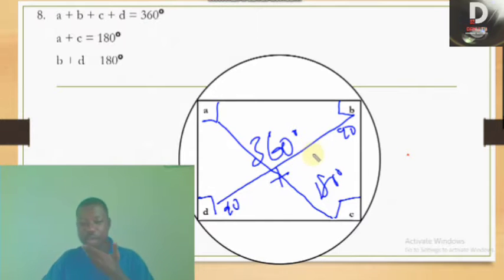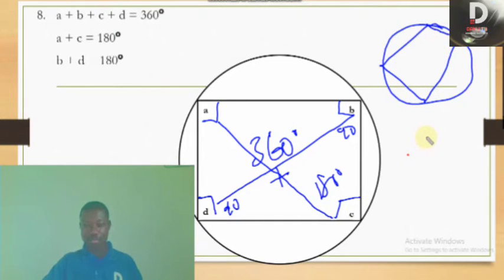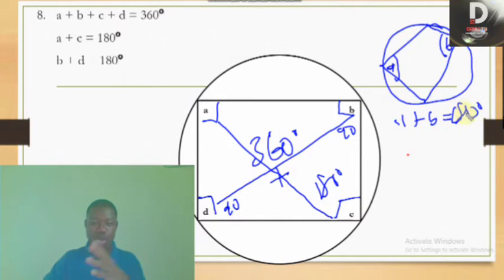Now this is a square or rectangle, right? So it's very direct. Let's look at this type, an irregular shape like this. You see? Therefore, angle A plus angle B must give you 180. A plus B equals 180 degrees. The two opposite must give you 180. Simple as ABC. This and that are also opposite.